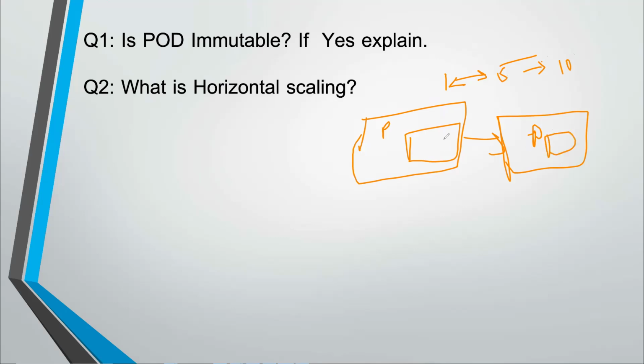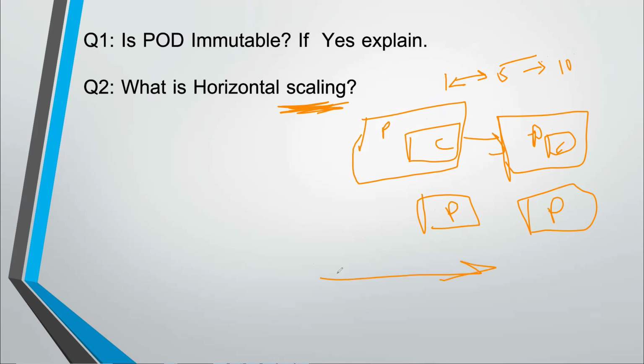So you can increase the pod copies, pod copies with the same container, right? So the pod count can be increased. You can scale it up. That's why we call it scaling. We are scaling up the pods. We call this horizontal scaling, because as the name indicates, it is unlimited. Based upon the demand, you can increase as many pods as needed.